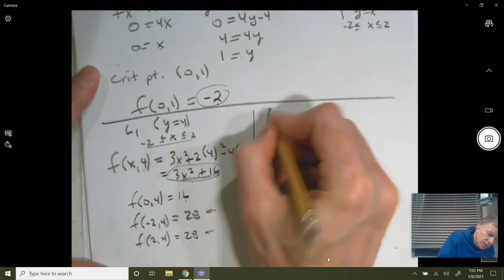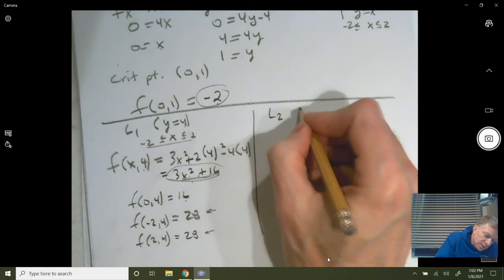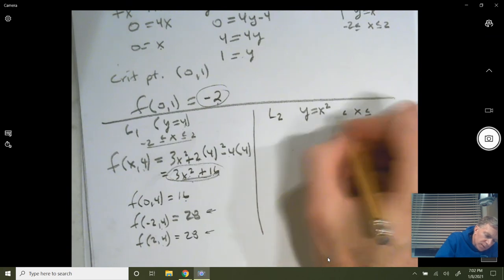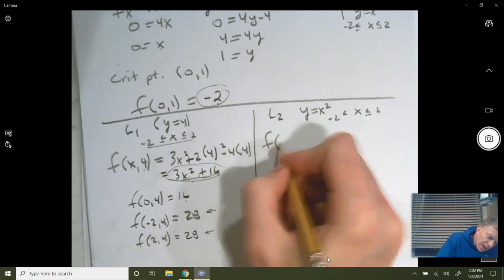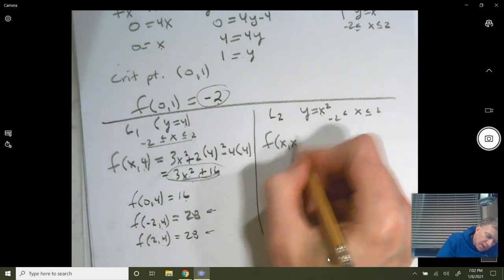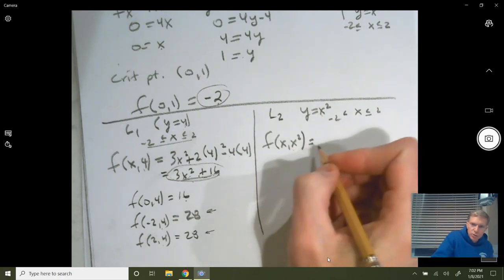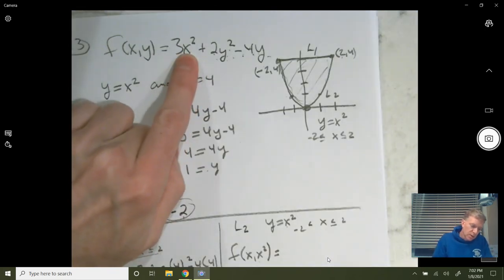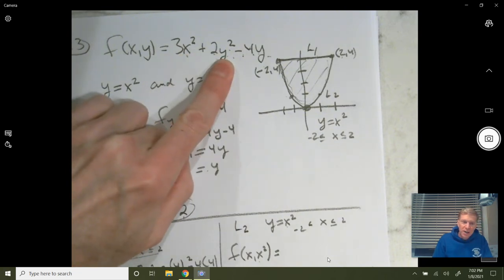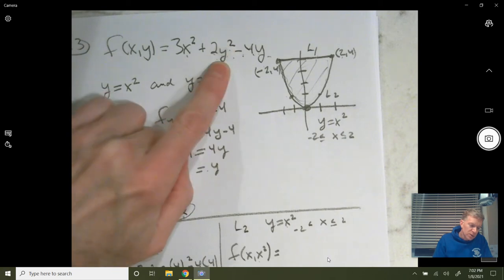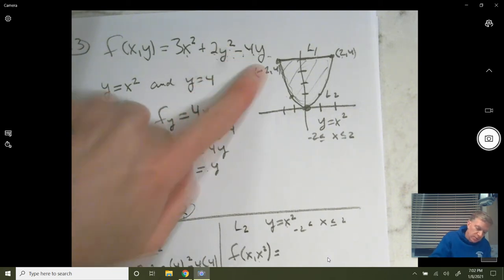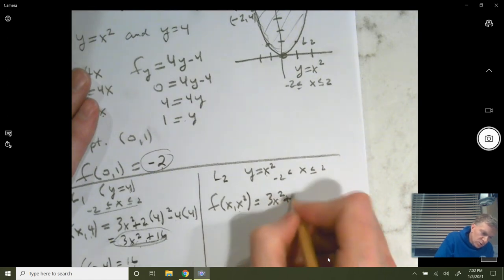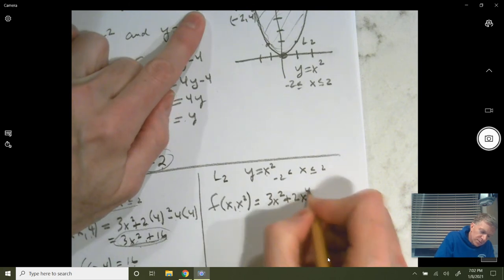Okay, let's try L2. On L2, we know that y is equal to x squared, and x is going from negative 2 to 2. So f of x comma y, but y is x squared, so f of x comma x squared. Remember this function up here: it's going to be 3 times x squared, and we plug in an x squared for each y. So that's 2 times x squared squared, 2x to the 4th, minus 4x squared. So we get 3x squared plus 2x to the 4th minus 4x squared.